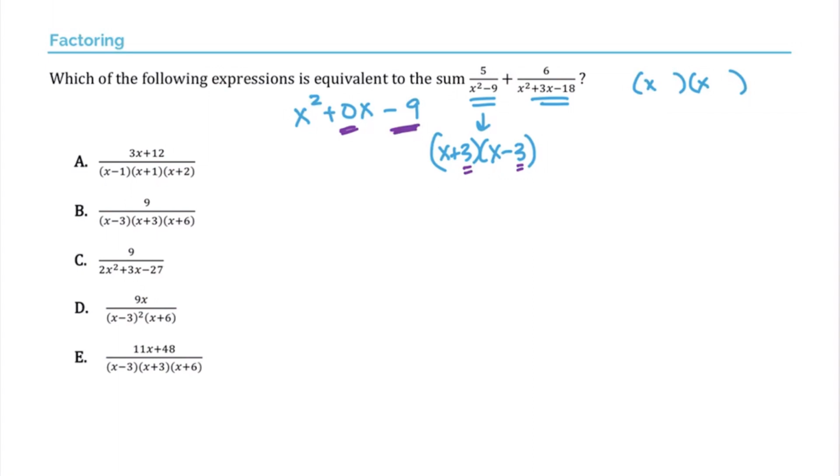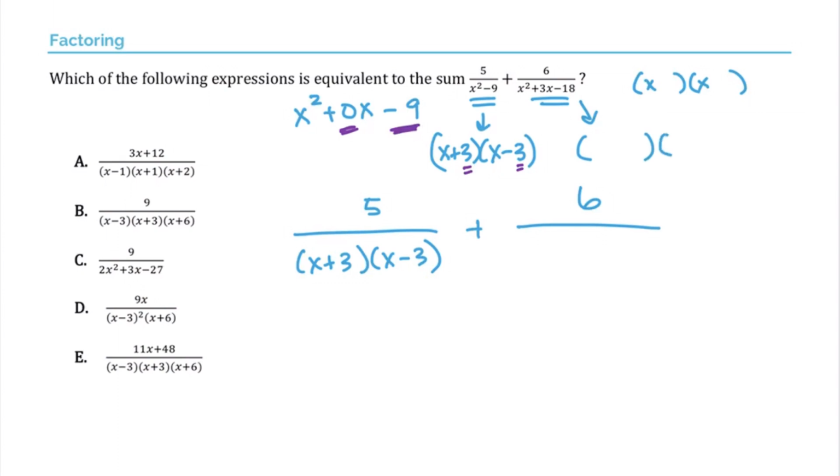Okay, so when I rewrite my first part, I'm going to have 5 over x plus 3 times x minus 3, plus 6 over, now how do I factor x squared plus 3x minus 18? Well, we're going to have an x and an x, and remember, we have to think what multiplies to negative 18 and has a difference of 3. Well, 6 and 3 will multiply to 18 with a difference of 3, and if we want them, when we add them together, to be positive, I'm going to have a plus 6 and a minus 3.